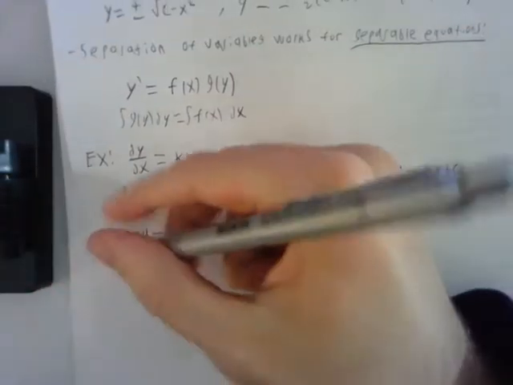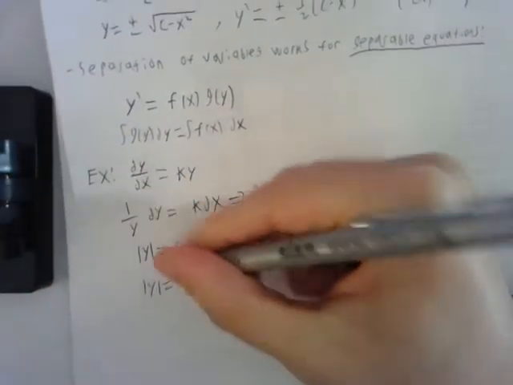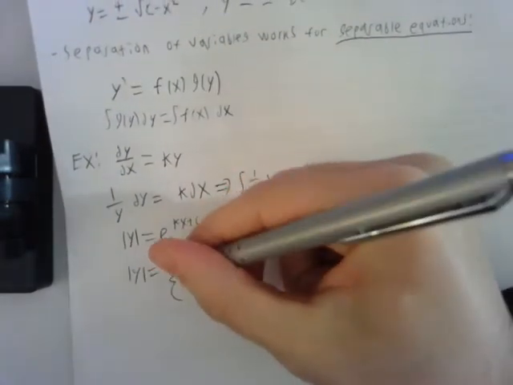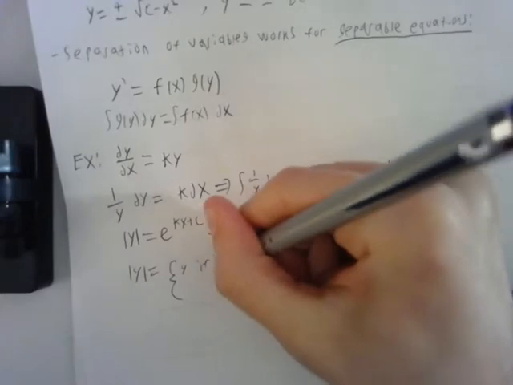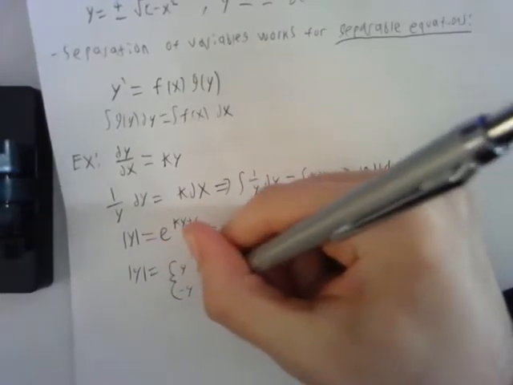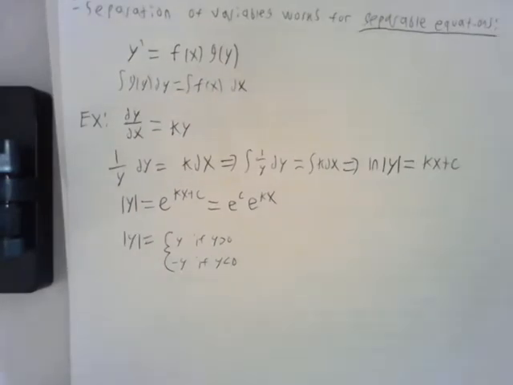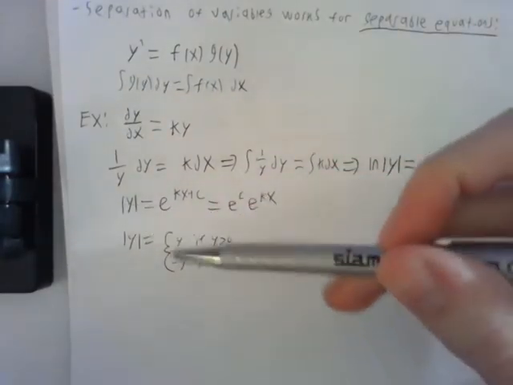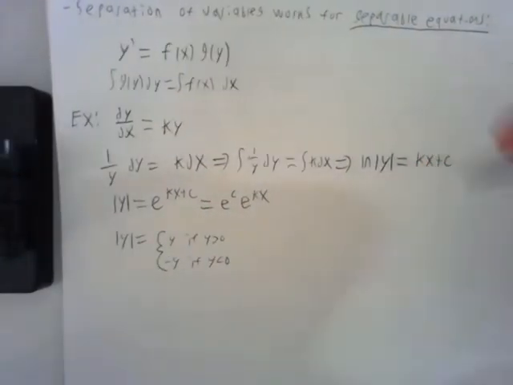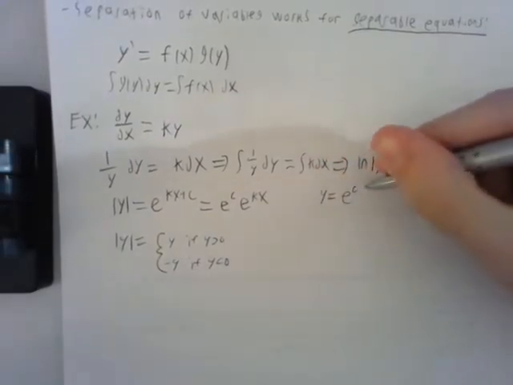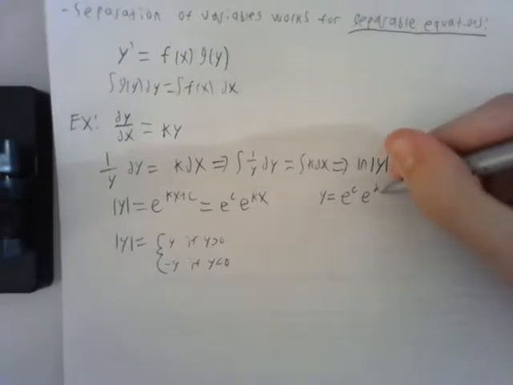Okay, let me say this. Absolute value of y is equal to y if y is greater than 0, and negative y if y is less than 0. And so that means that on the left-hand side, we're either going to have a plus or a minus y. If we have a plus y, then we'll just get y equals e to the c times e to the kx.